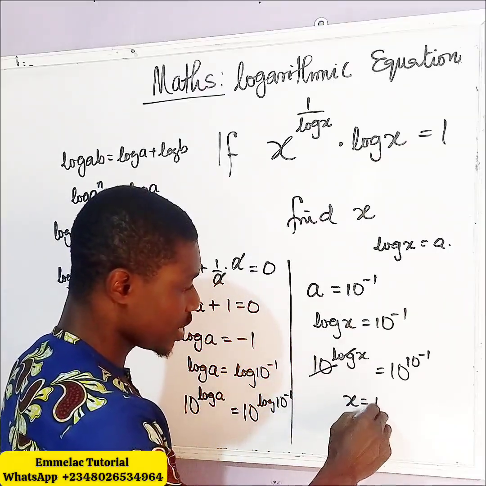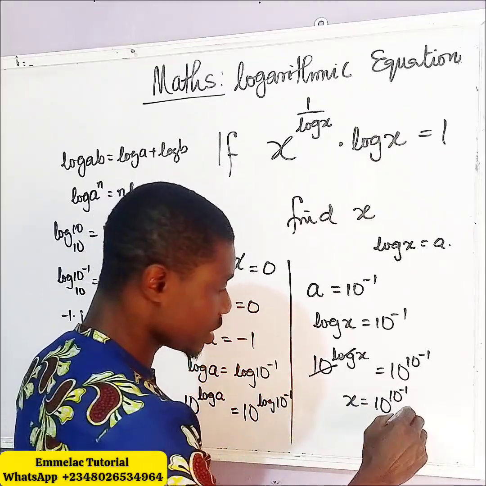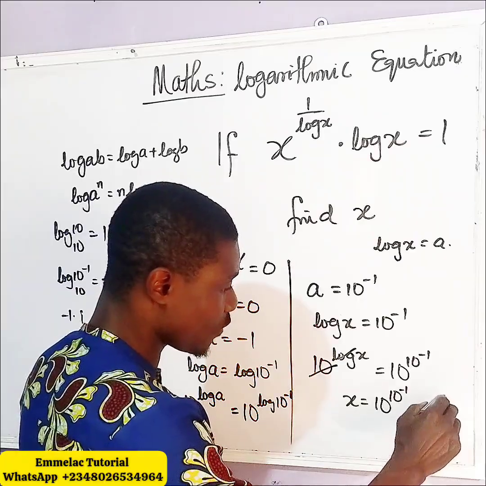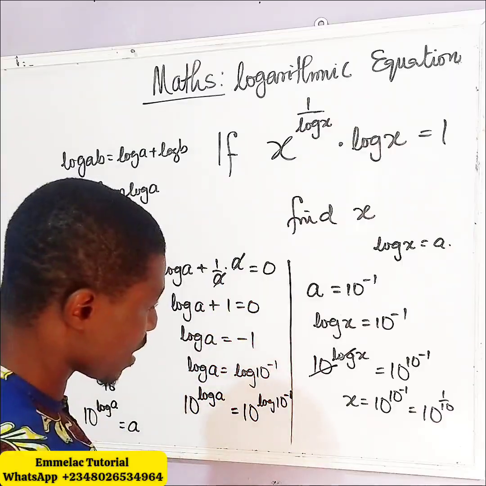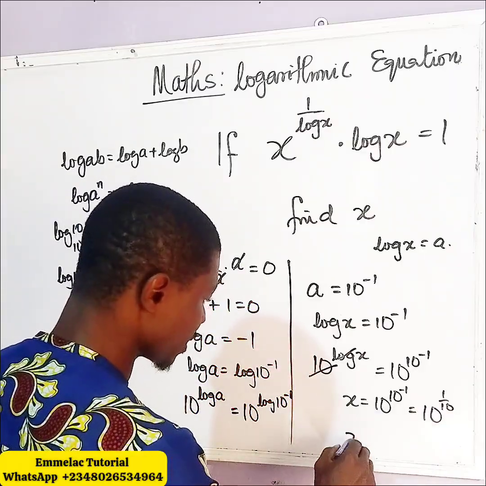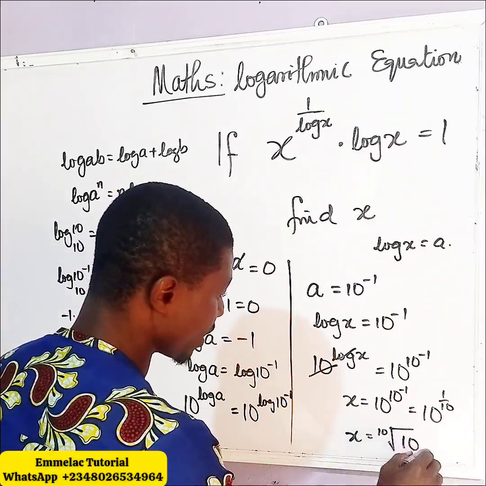x equals 10 raised to the power of 10 raised to the power of minus 1, which is the same thing as saying 10 raised to the power of 1 over 10. And take note, this also can be written as x equals the 10th root of 10.